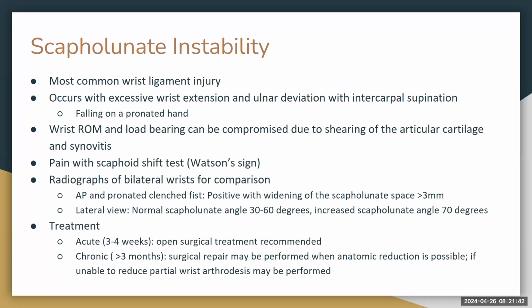Acute treatment for these, you want to do open surgical treatment if it's within 3 to 4 weeks, and then chronic, so 3 months or greater, surgical repair may be performed with anatomic reduction. If you can't do this, then they may end up needing a partial wrist arthrodesis, which is not great.